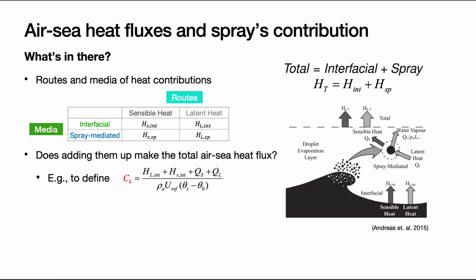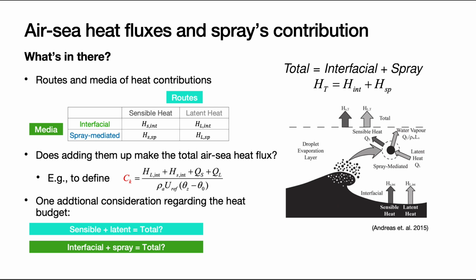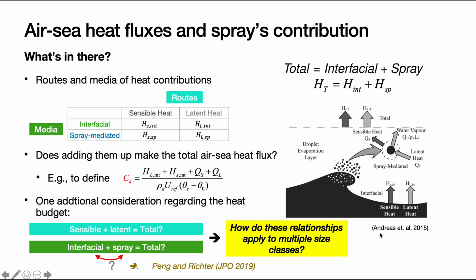There are several questions. For example, does sensible and latent add together? If we add spray into the system, will the interfacial heat fluxes be influenced by the spray? These two questions we have already answered in our JPO paper in 2019. And today, based on that result, we're going to answer the question of how the relationship we found from a single size study applies to multiple size classes.